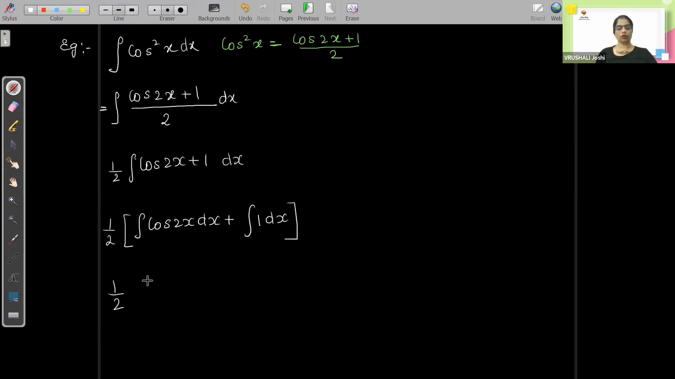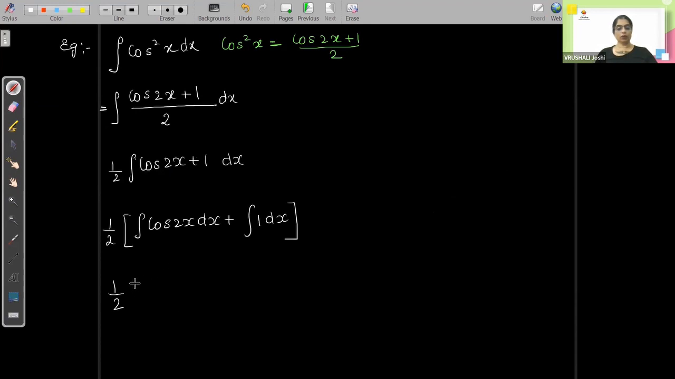What is the integration of cos x? Cos x का integration आएगा sin x. See, remember last time हमने किया था integration of cos 2x dx. How do you write that? You integrate cos 2x, which will be sin 2x, and divide by the derivative of this 2x function, क्योंकि यहाँ पे chain rule नहीं है. So that is how we do it.